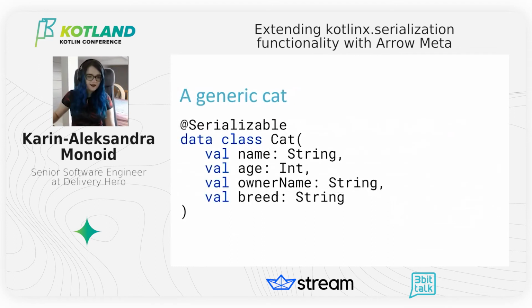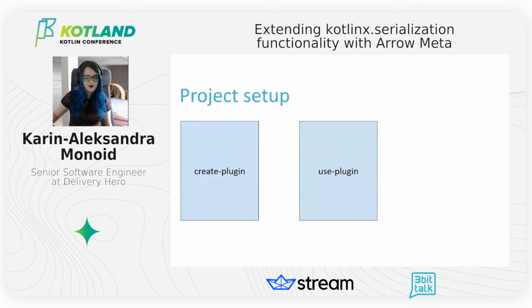A typical cat will be described with a data class and its properties, so like name, age, and owner name. But today we want to interact with a service that remaps camel case and accepts only the snake case. So how do we set up a project?